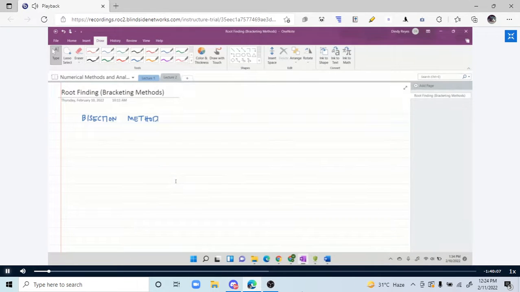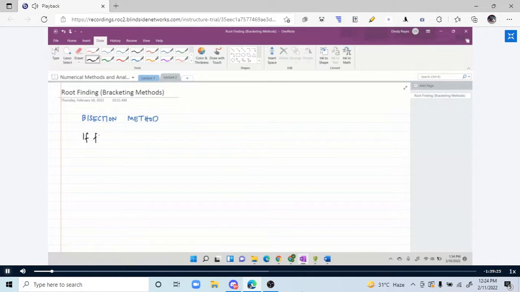So you've learned last time that you are sure that a root is in between two values of x, a and b, if f of a times f of b is less than 0. That means the sign of f of a is different from the sign of f of b. Then you are sure that the root r is in between the values a and b. Now, that is still true in this method.